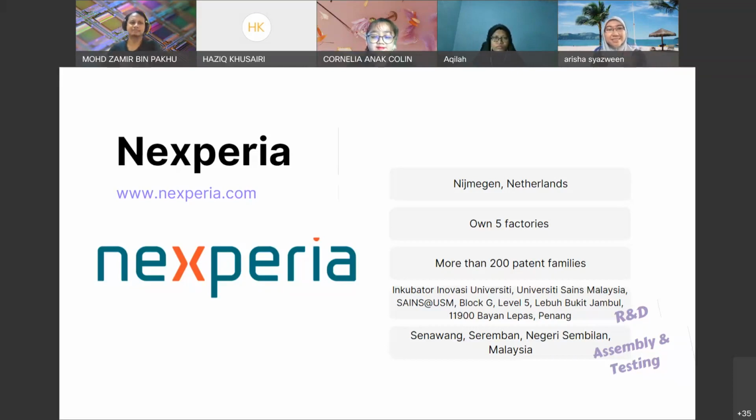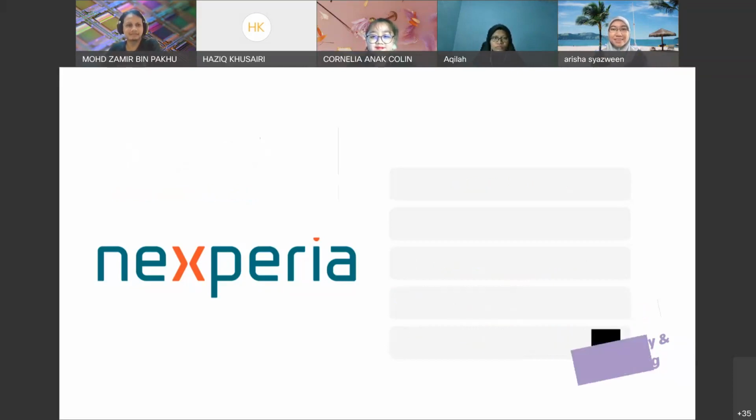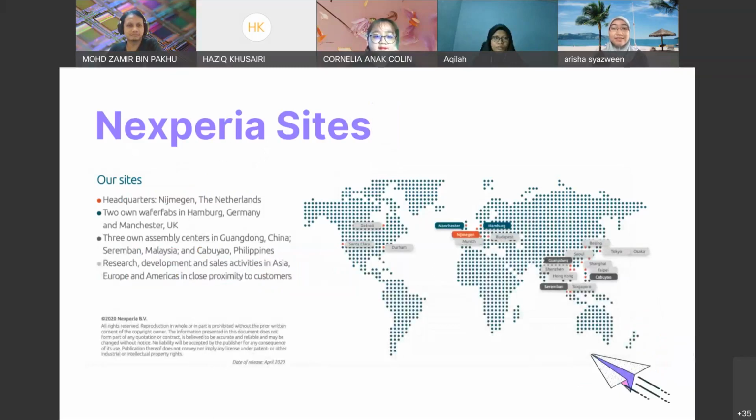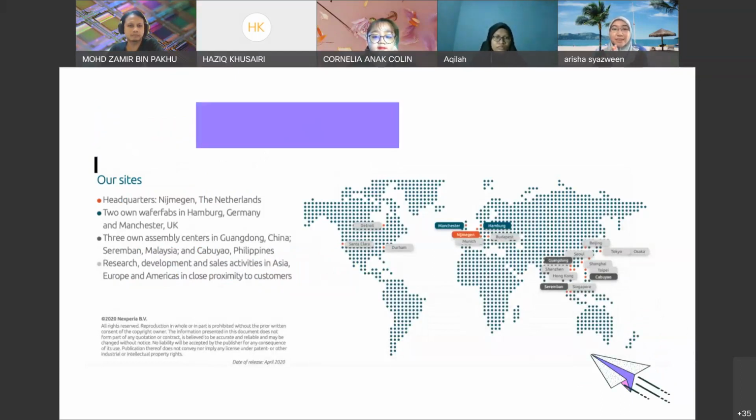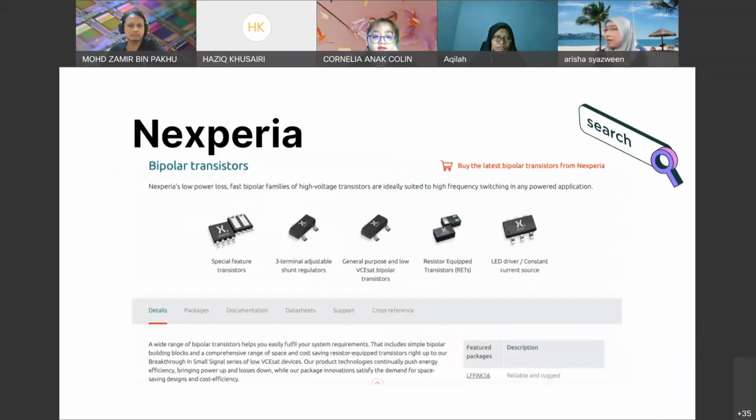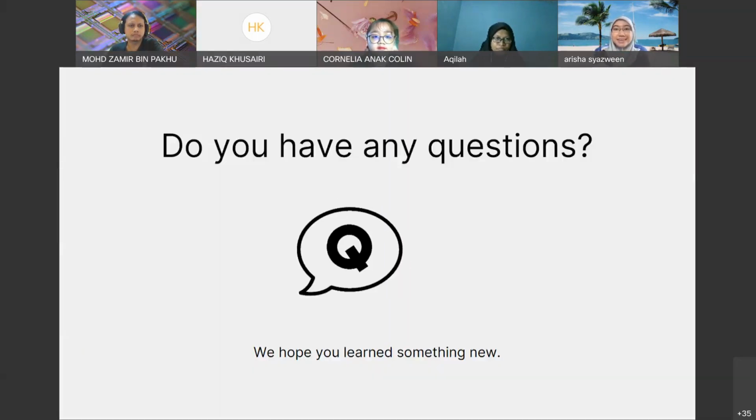So next, Mirul. This is just the picture of the map of Nexperia sites. You can see this, and next slide, Mirul. And this is the type of bipolar transistor that is produced by Nexperia. So I think that's all from us, and if you guys have any questions, you can ask.